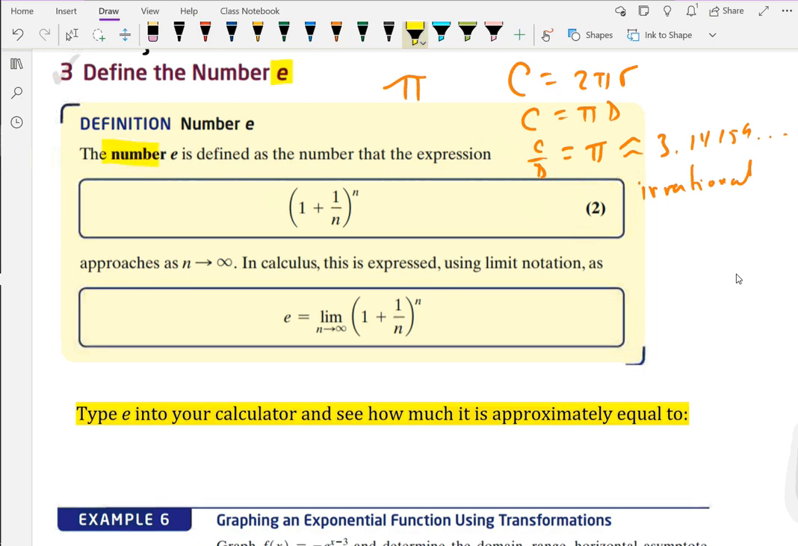So the number e is defined as the number that this expression goes to. If we take 1 plus 1 over n, to the n, so we have an exponent here, and we let n get really, really, really large, so if we let n go towards infinity, in calculus we would express it this way: the limit as n gets really, really big. So where does 1 plus 1 over n to the n go to as n gets really large? We define that as e.